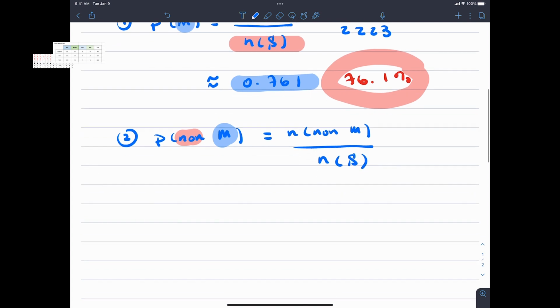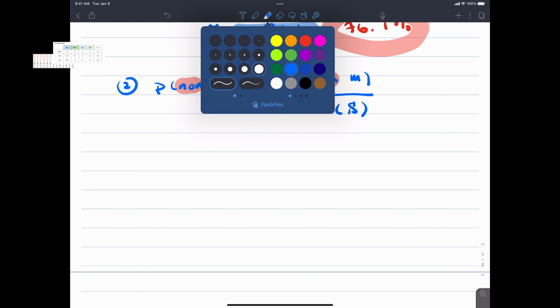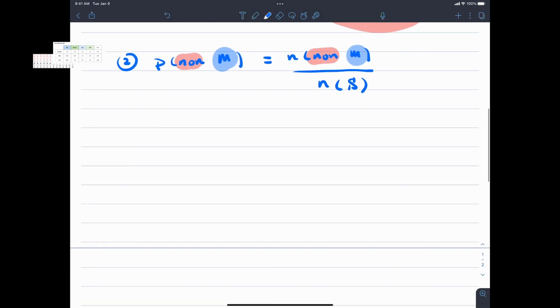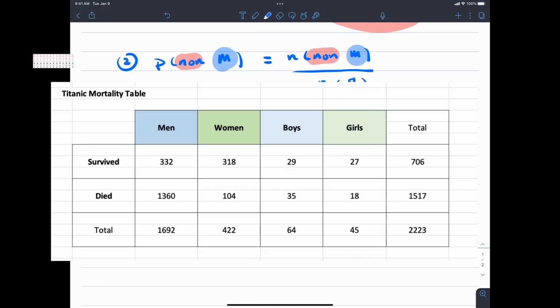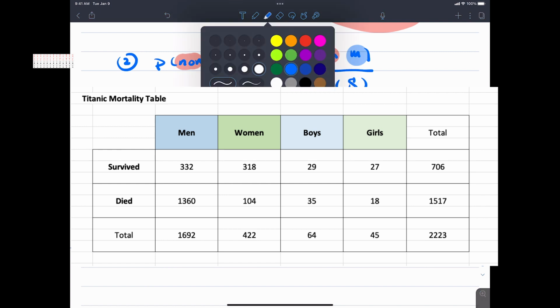So how do I determine what a non-man is? What do you mean if you're not a man? Does that mean you're a woman because you're not a man? No, it doesn't. It means you're everything else but a man. So what could you be if you're everything else but a man? You could be a woman or a boy. Or a girl. So how do we find that out, ladies and gentlemen?